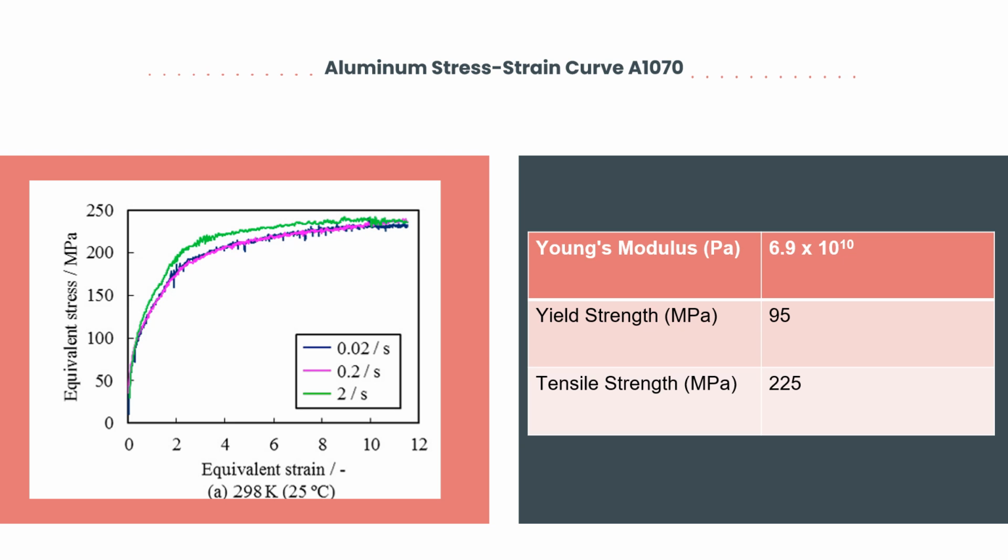Now, aluminum has a yield strength of about 95 MPa, or about 95 million pascals. This means that at this amount of stress, the piece being tested will begin to differ from elastic properties to more plastic ones, resulting in deformations beyond repair. Finally, a tensile strength of 225 megapascals is the maximum amount of stress that the sample can withstand. This is the highest point on the graph.